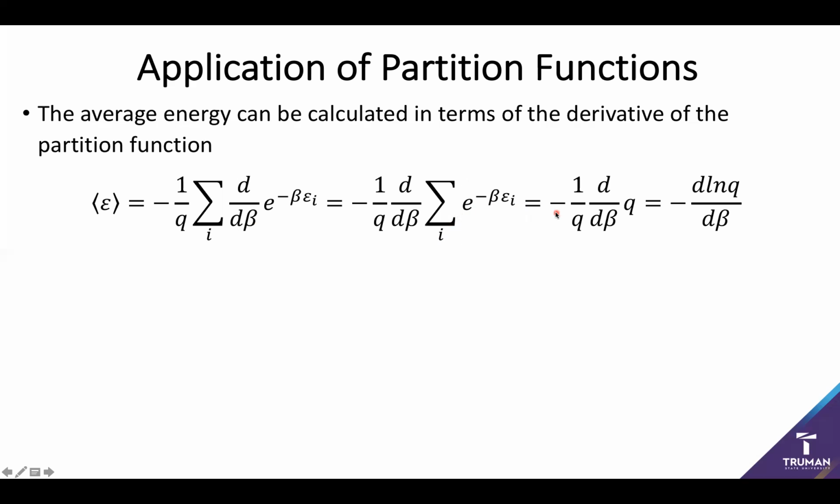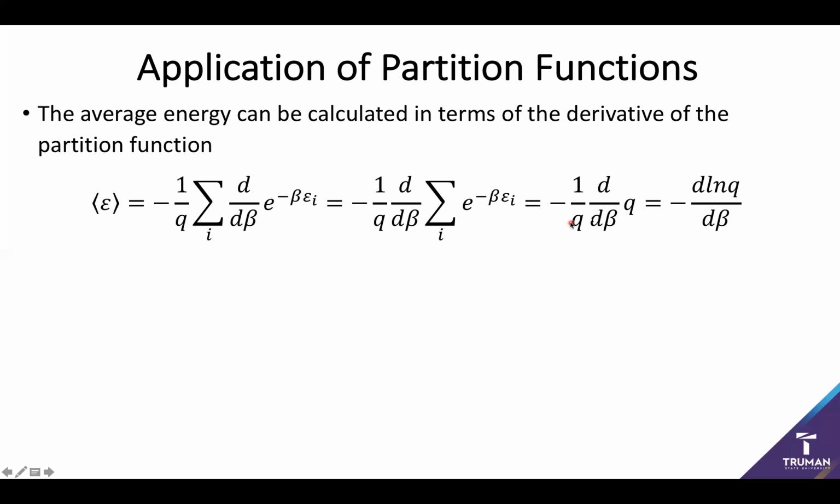So what I've generated is negative 1 over q times the derivative of the partition function with respect to beta, which is, again, another useful way of looking at it with respect to temperature. So the final expression is, hey, wait a minute: 1 over x times the derivative of x is the same as the derivative of ln of x.